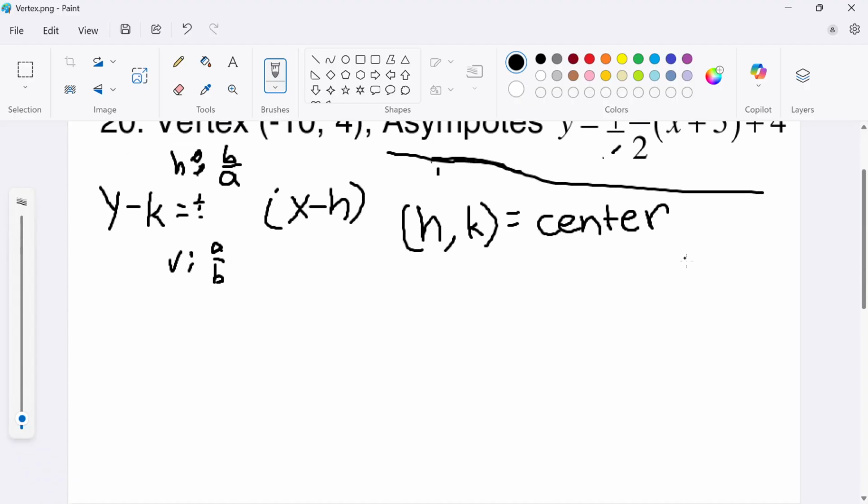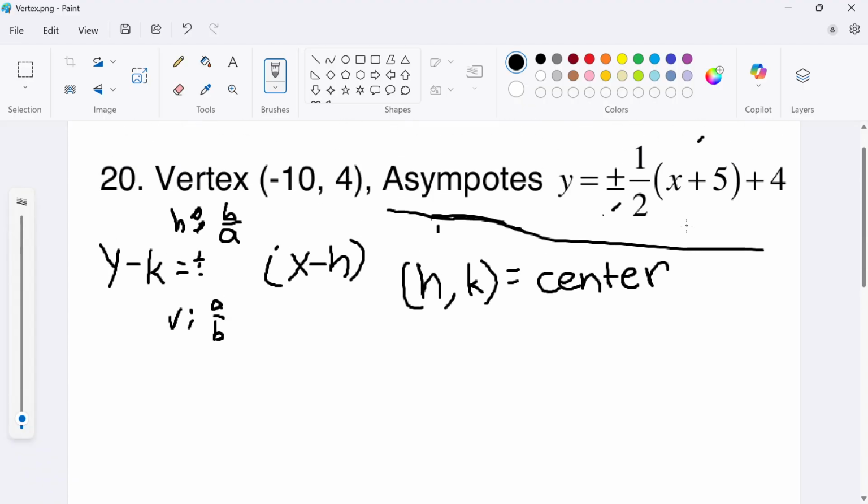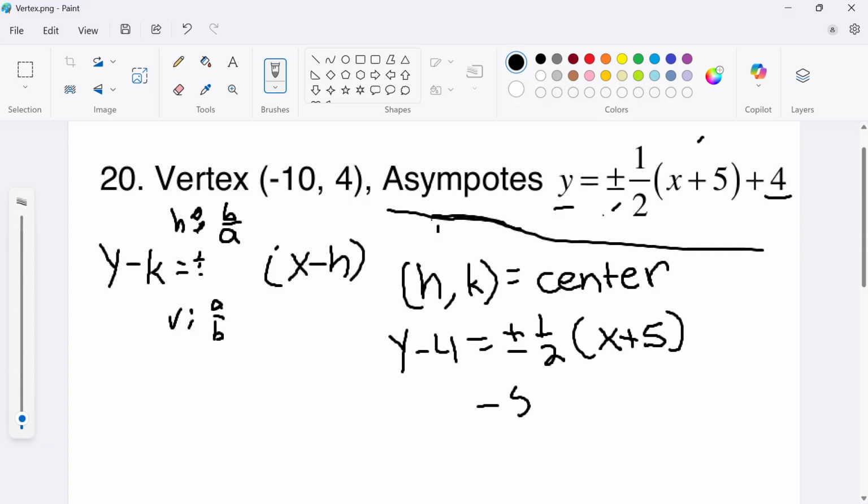So I have to figure this thing out, and notice how this is plus 4 and there's nothing with the y. I'll subtract 4 from both sides. I get y minus 4 equals plus or minus 1/2 times x plus 5. Well, it's x minus h and y minus k, so the center is going to be the opposite of these. So the center is (-5, 4). That's the center.